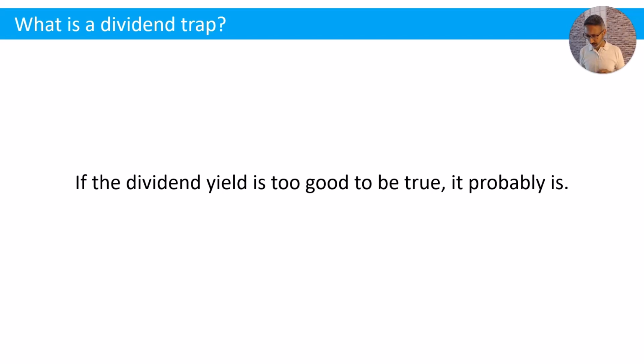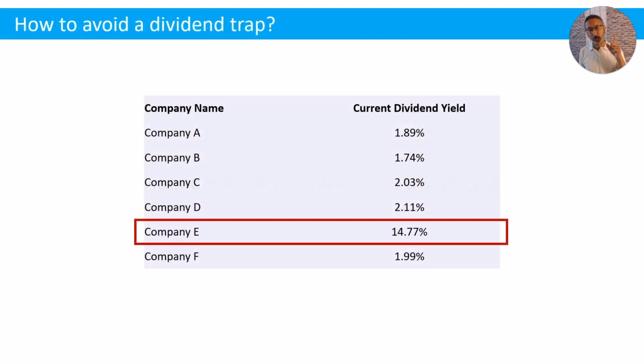So how do you avoid a dividend trap? Number one, recognize that it is a trap, that the yield is way higher than it needs to be. Number two, you don't invest in that company. It's as simple as that.